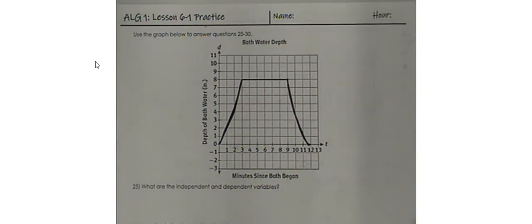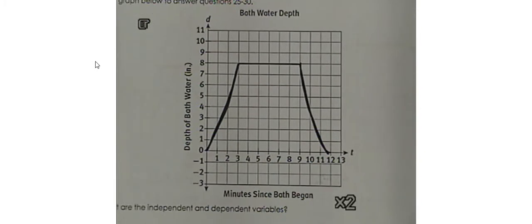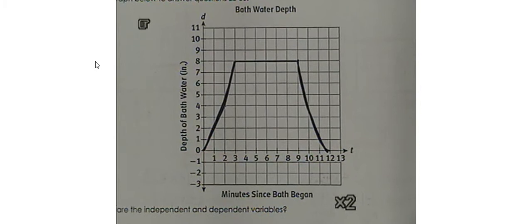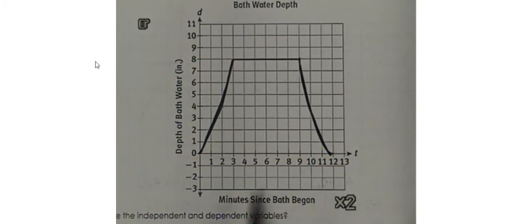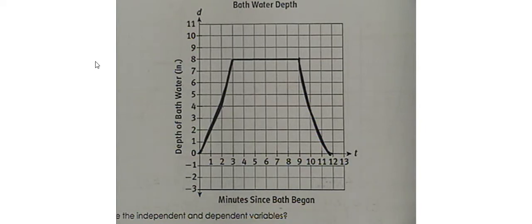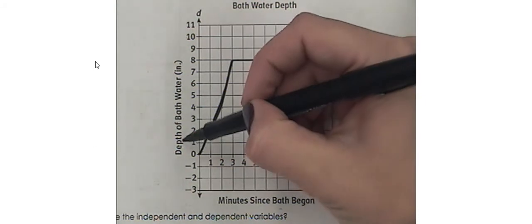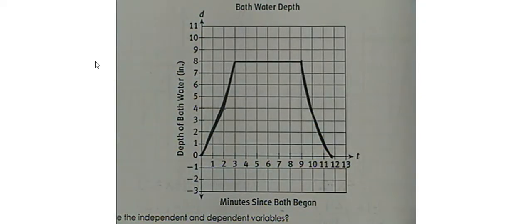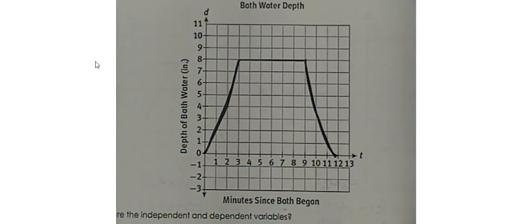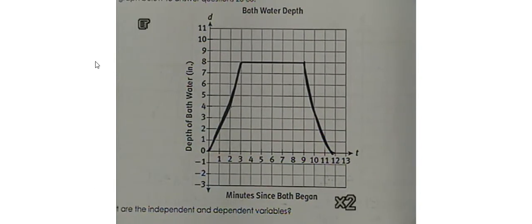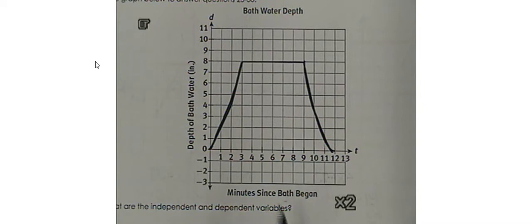Take a look at your graph and read the labels. We're talking about filling up a bathtub. Okay, and if I'm looking, I have a t-axis, and t stands for time in minutes since my bath began. And then D is the depth of the water in the bathtub. Okay, so question 25, what are the independent and dependent variables?